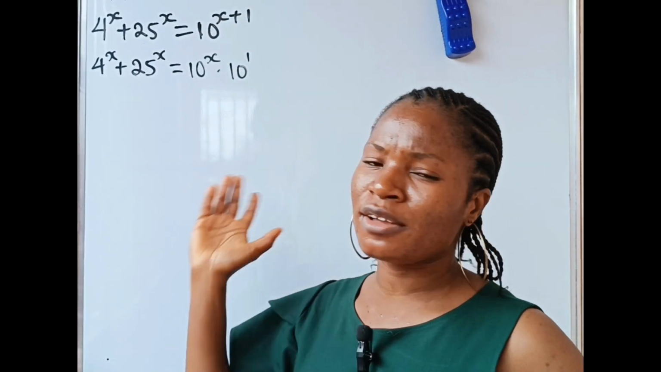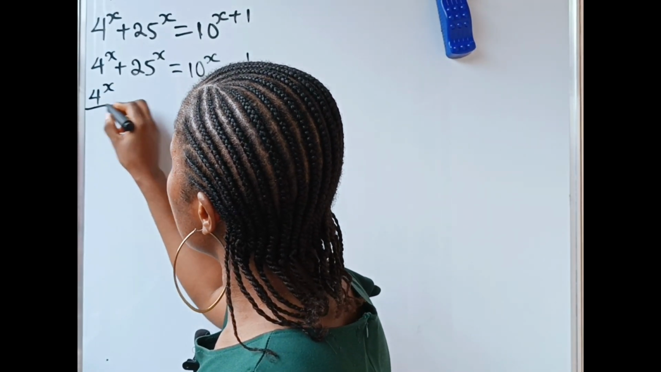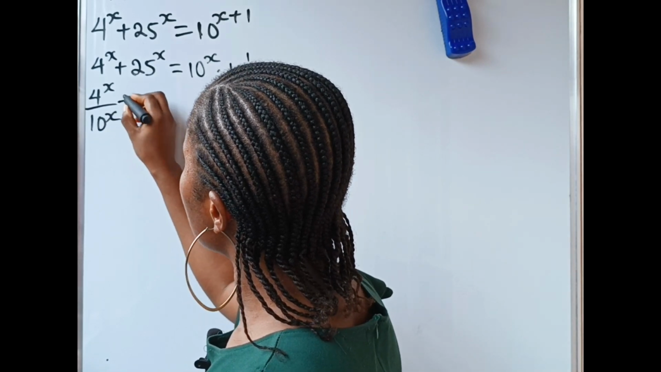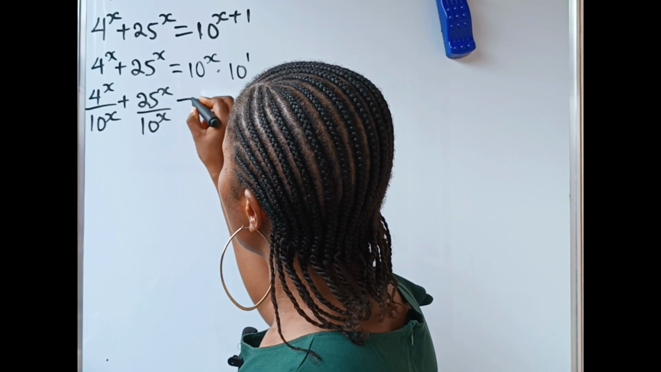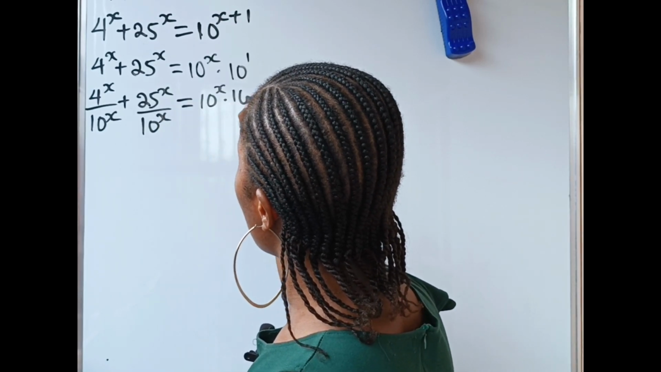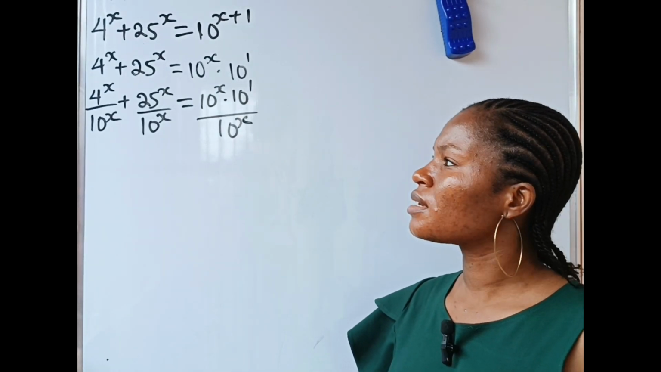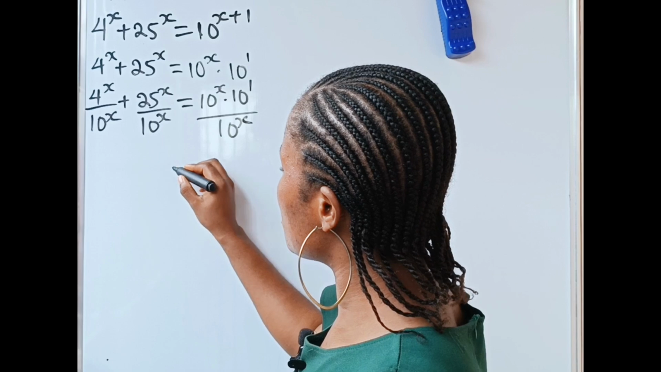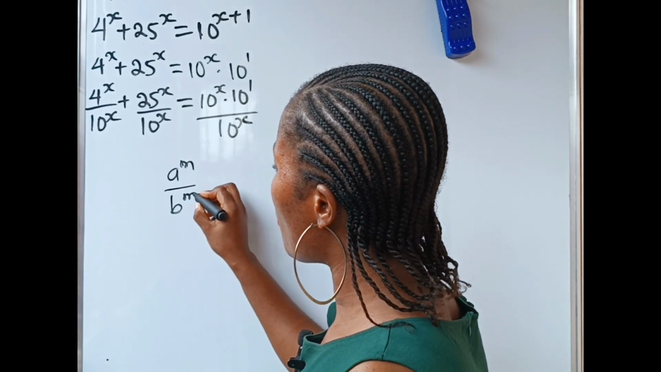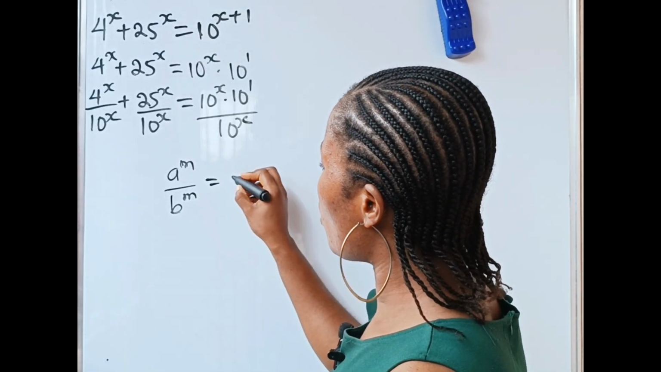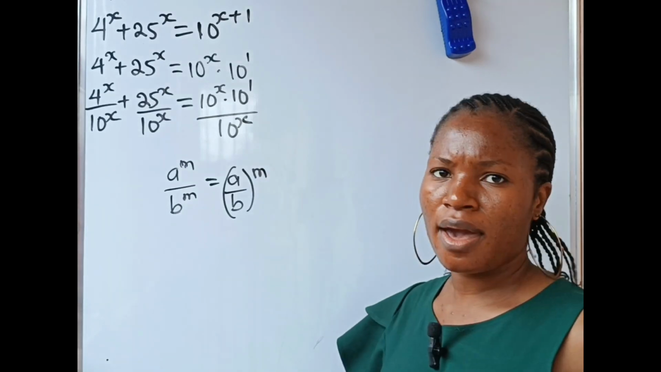All right, now let's divide through by 10 to the power of x. So we have 4 to the power of x divided by 10 to the power of x plus 25 to the power of x divided by 10 to the power of x is equal to 10 to the power of x multiplied by 10 to the power of 1 divided by 10 to the power of x. So I want us to note that when you have a to the power of m divided by b to the power of m, this is equal to a divided by b raised to the power of m.